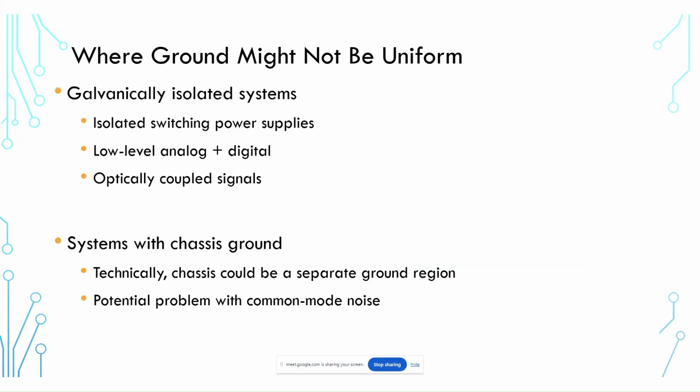Next, systems with chassis ground. This is, again, more of an EMI thing, but it does come up quite often, including in mixed signal systems where you do have a metal chassis and possibly where you have an earth connection. So typically, chassis would be, quote unquote, a separate ground region if the system is earthed. However, you could also have a chassis that then ties to the system ground in certain ways. This does create potential problems with common mode noise.